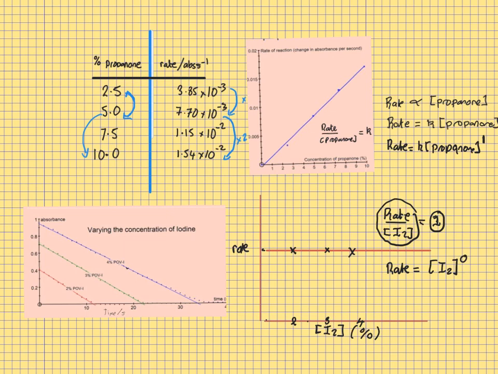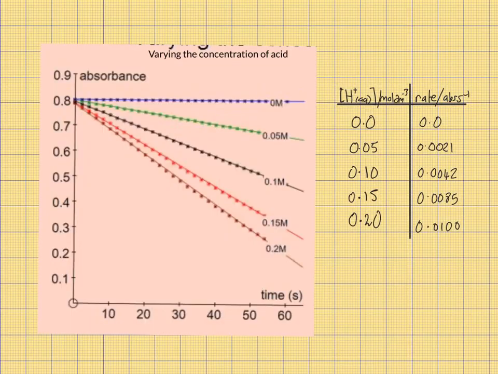Let's now have a look at what happens when we vary the concentration of the acid. Again, a series of reactions are carried out. This time, the concentration of iodine and the concentration of propanone are kept the same. All that is varied is the concentration of the acid. So here is a series of 5 experiments where the concentration of the acid, or the hydrogen ion, has been varied. So what we're now going to do with these results is plot a graph of concentration of the hydrogen ions on the x-axis, because that's the independent variable, and the rate on the y-axis, the dependent variable.